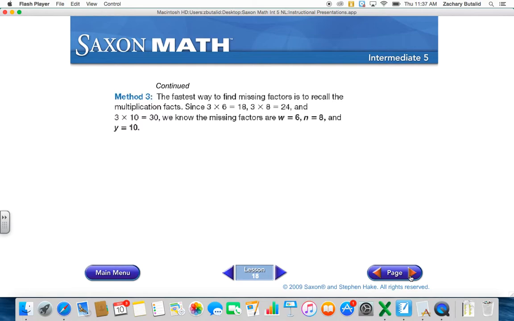Here's the same thing they're showing you. Since 3 times 6 equals 18, this was for the previous problem. And 3 times 8 equals 24. That's giving you the letters that you were missing. So we know what the missing factors are, and you can write them. You see here where it says W equals 6. That's showing us that when you write your answers, you have found what that letter is worth.